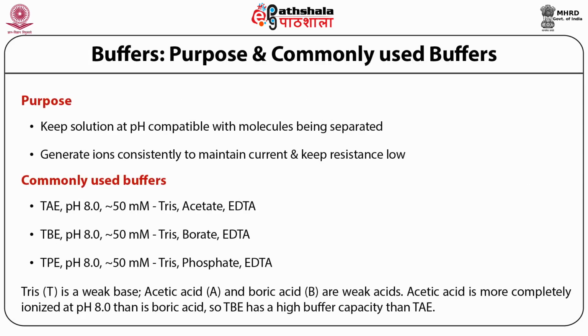So, in buffers, we try to understand the purpose and discuss some of the commonly used buffers. When we talk about the purpose, the most important factor would be the pKa value. A buffer with a pKa that is very close to the desired pH is always chosen. Buffers with a pKa in the range of 7 to 9 are best suited for most of the electrophoretic applications.